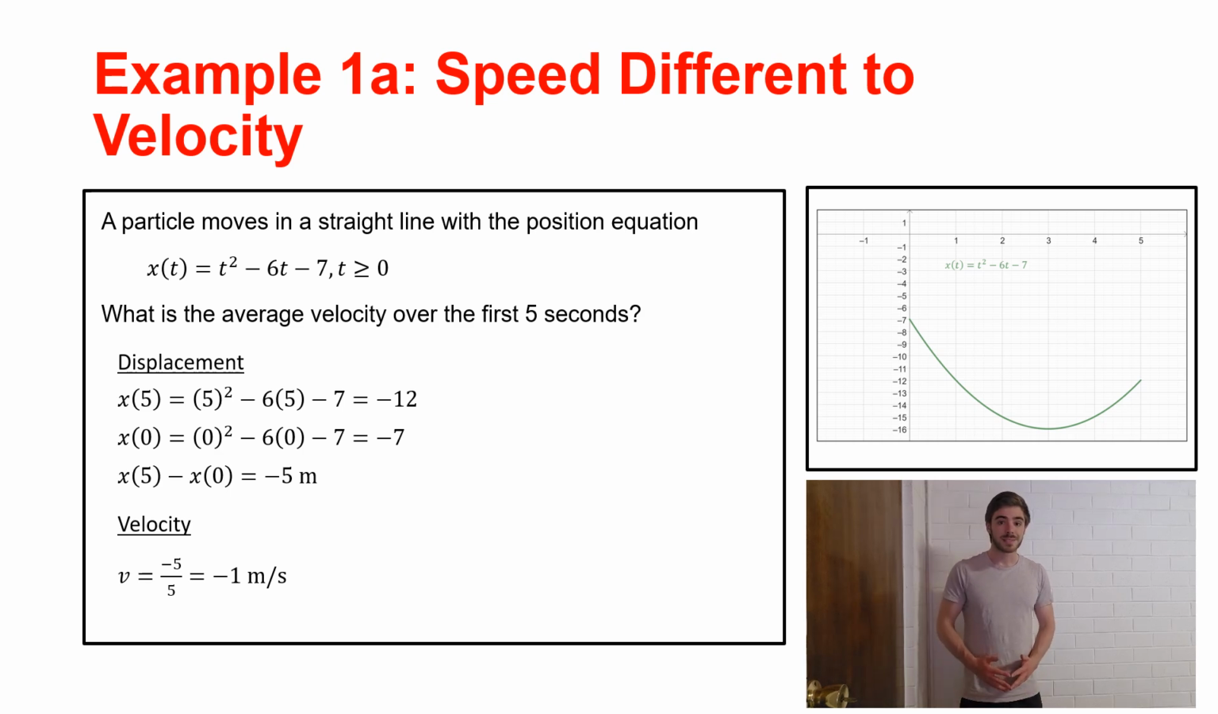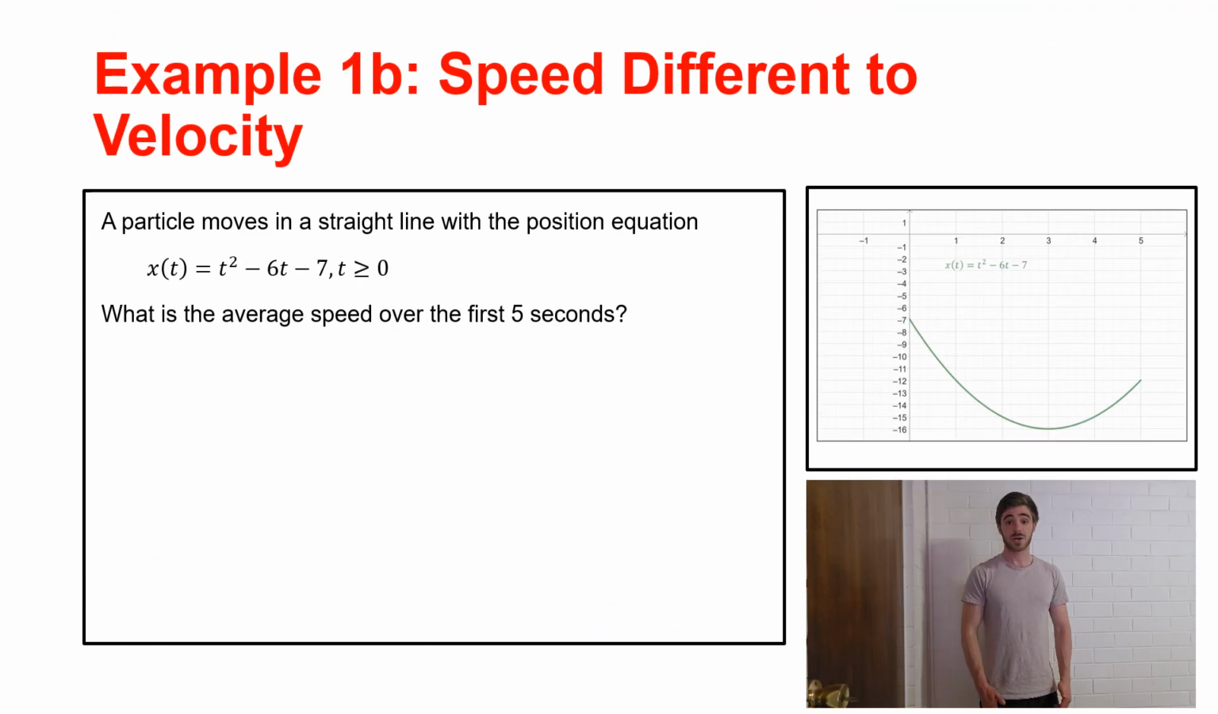A negative velocity means that you're traveling to the left. Hence, we can interpret this by saying the average velocity for the journey was 1 meter per second to the left. Let's try the same example, but this time we'll calculate speed.